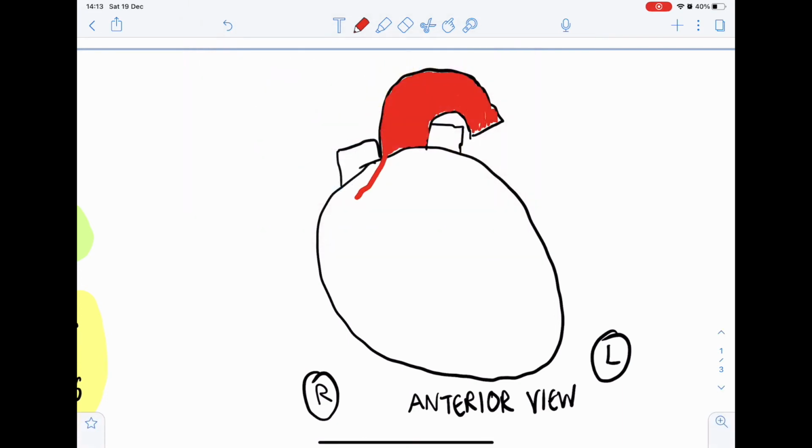Yeah, that's thick enough. So we're getting two sides, aren't we, coming off of there? So two different main arteries. So that's the right coronary artery, because we're on the right side of the heart, and the left coronary artery, because we're on the left side of the heart.